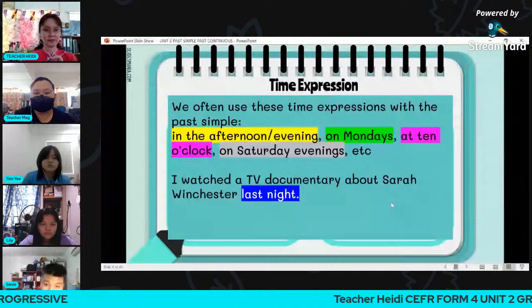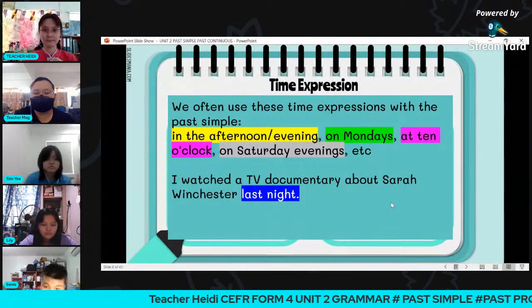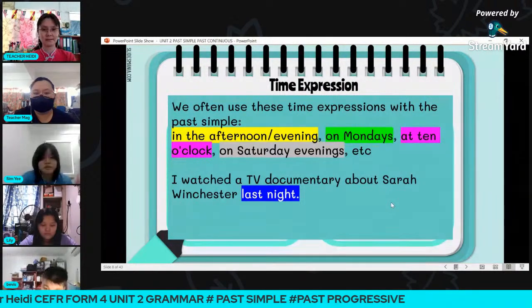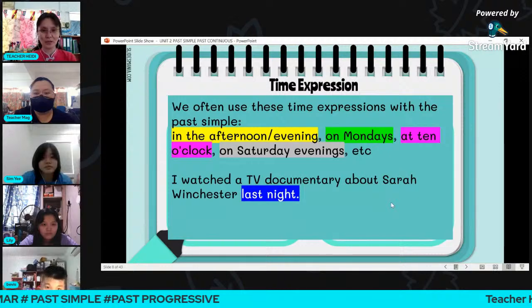Okay, let's have Simi. Can you read this? Yes. We've often used this same time. Okay, never mind, I skip. I don't know why I repeated this.